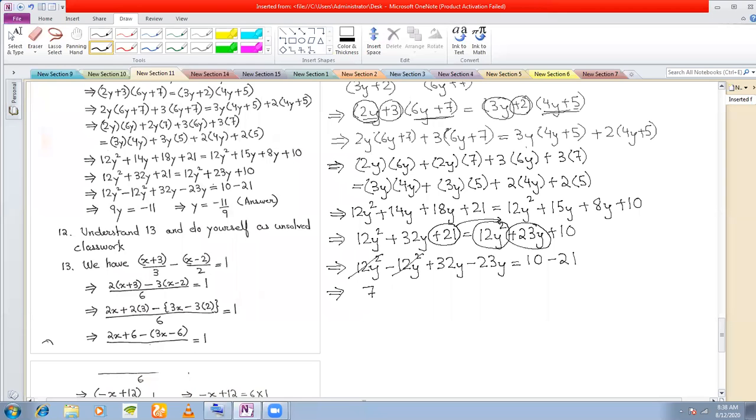So 9y is equal to 10 minus 21, which is minus 11. That means y is minus 11 by 9. Any questions in any step here?